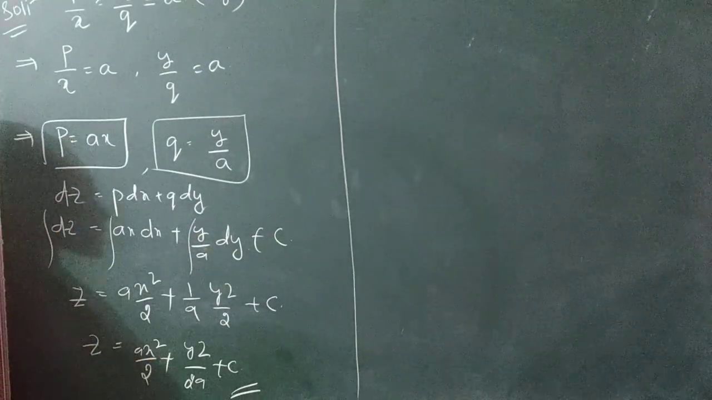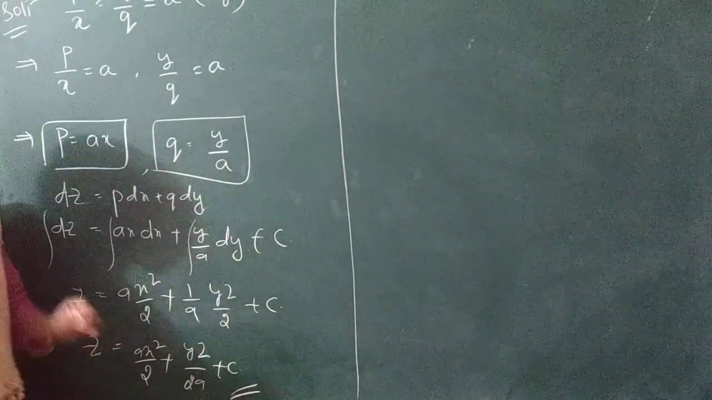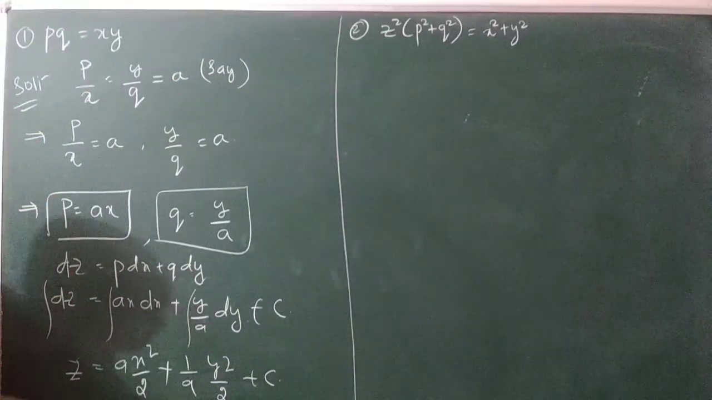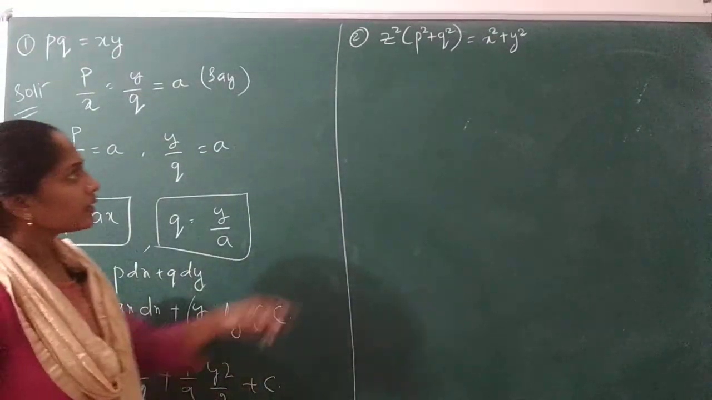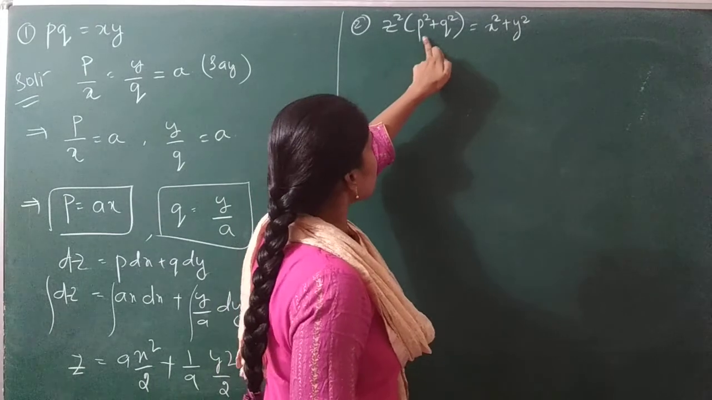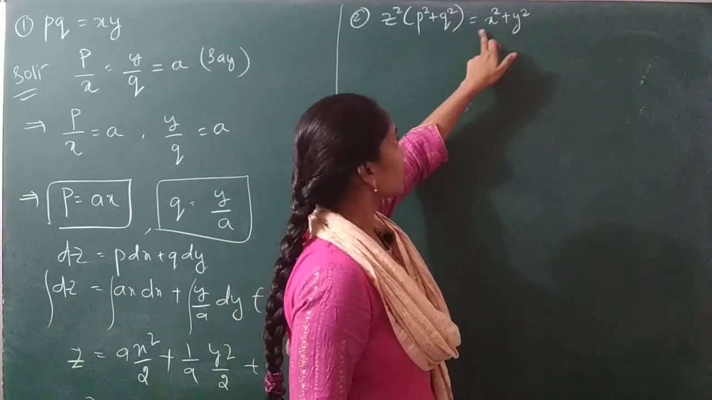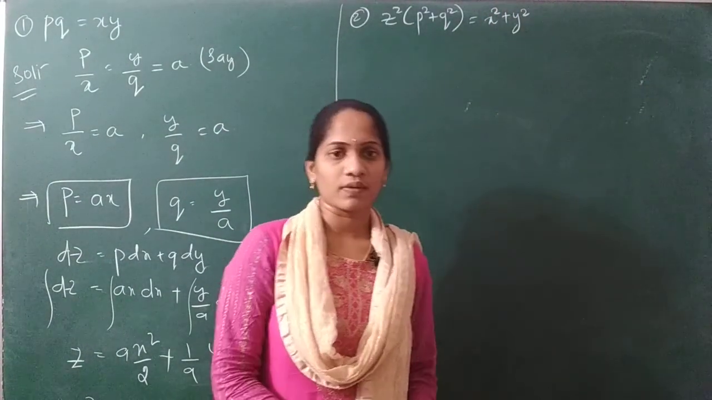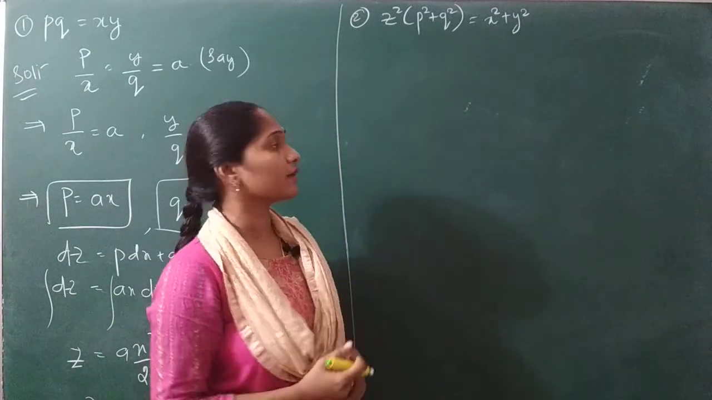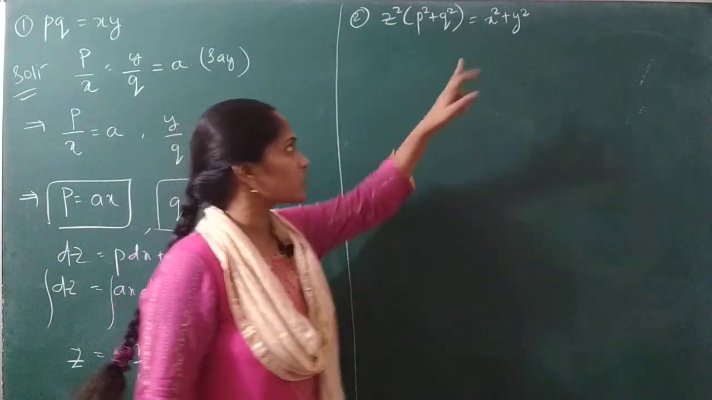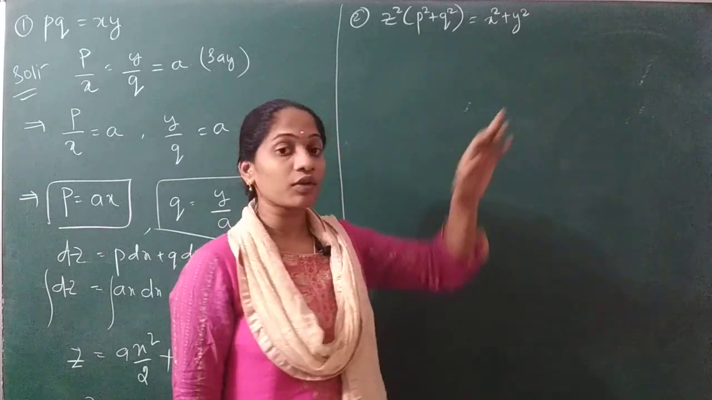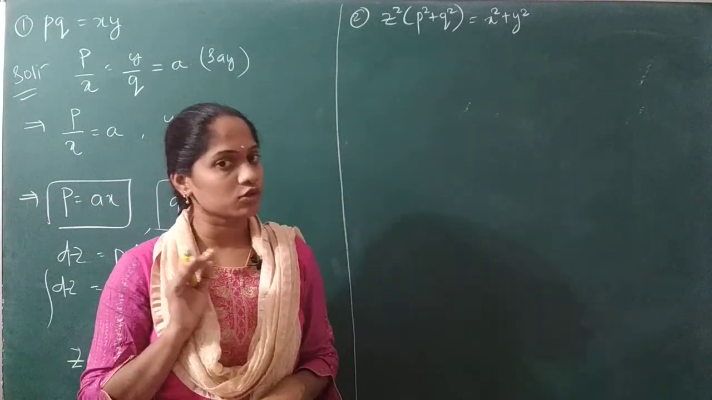If you take the LCM, this is your required solution. This is your problem. Let's see another problem: z square (p square q plus q square) equals x square plus y square. Now here, how many variables are involved? Four variables, x, y and p, q. Here z, the independent variable, is also involved.